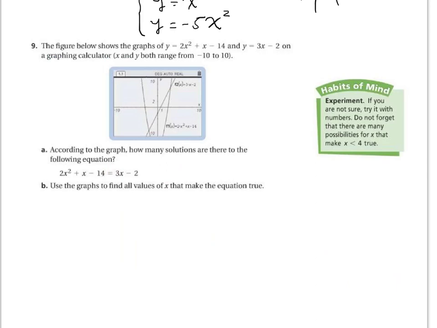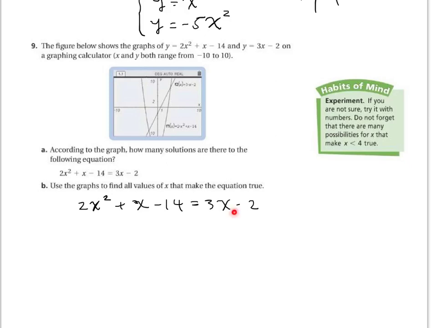And B, use the graphs to find all values of x that make the equation true. So if you solve this one, then you'll find the answers. So let me just do the first few steps. X squared plus 3x minus 14 equals 3x minus 2.